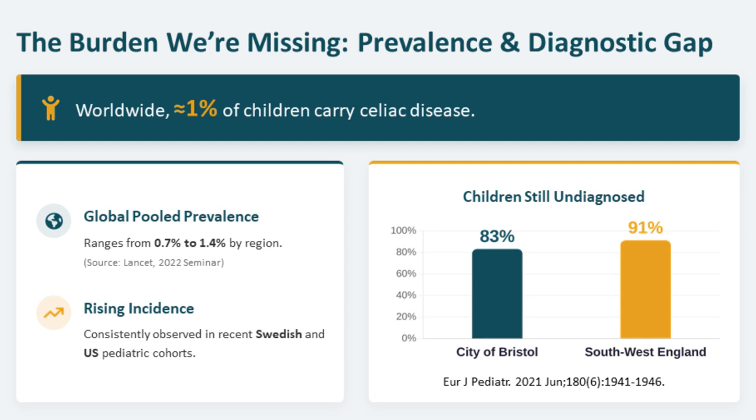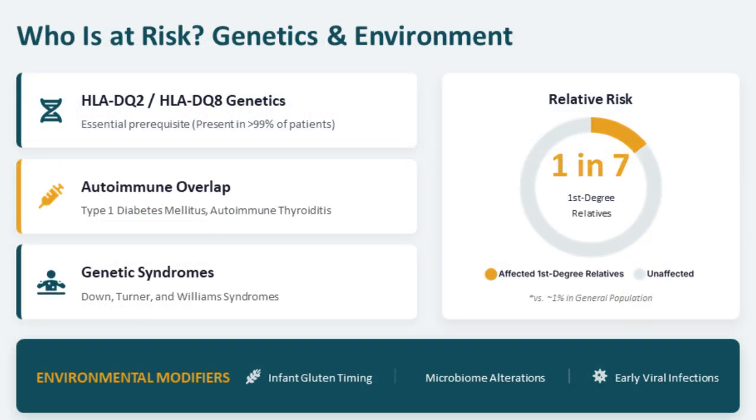And if you look at this data from the European Journal of Pediatrics, they found that among all the patients in which they did endoscopy, they still had patients, 83% and 91%, who were suspected to be celiac and they were missed. So who is at risk? Who are these hidden celiac? Patients who have a genetic predisposition, that is the HLA-DQ2 and DQ8 positive.